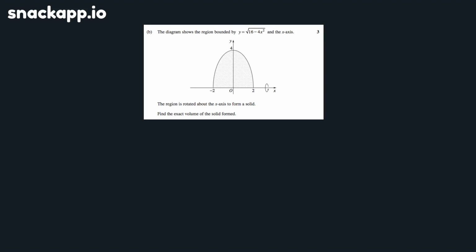This is a volume of rotation question. So we have this shaded region here that you can see, this bit here. And that shaded region is rotated around the x-axis. So we're going to get this sphere-ish looking thing. So the x-axis will go through the middle, and then you get this sort of circular egg-looking volume.